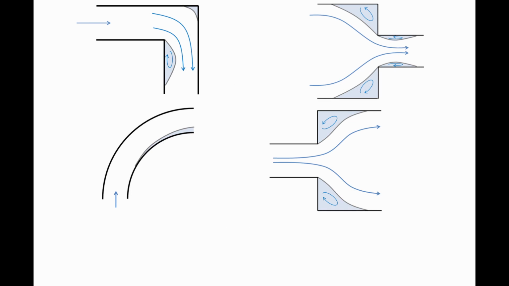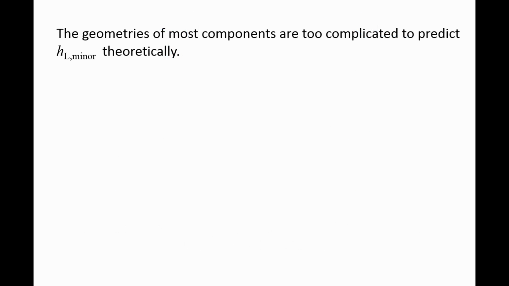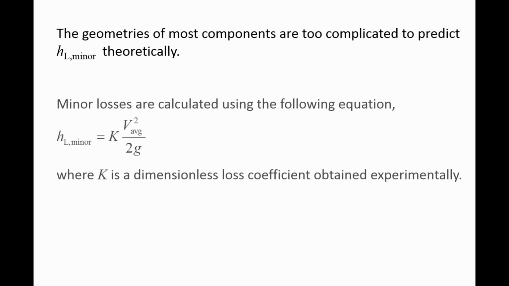Many components, such as the elbow, bend, sudden contraction, and sudden expansion shown here, cause the flow to change direction rapidly. This can lead to regions of separated flow, shown in blue, where eddies are formed. The presence of separated flow regions can greatly enhance losses in components. The geometry of many components is too complex to derive a theoretical expression for HL minor. Instead, the minor losses are calculated using an expression that is similar to the Darcy-Weisbach equation.